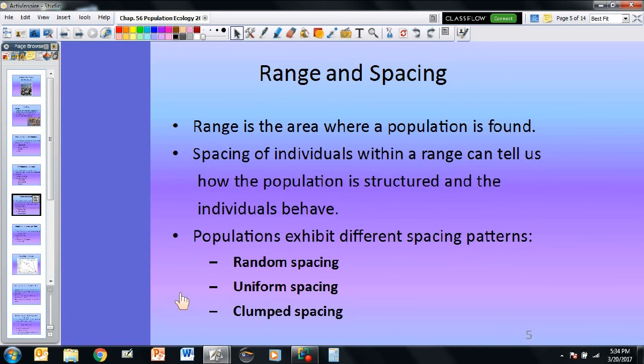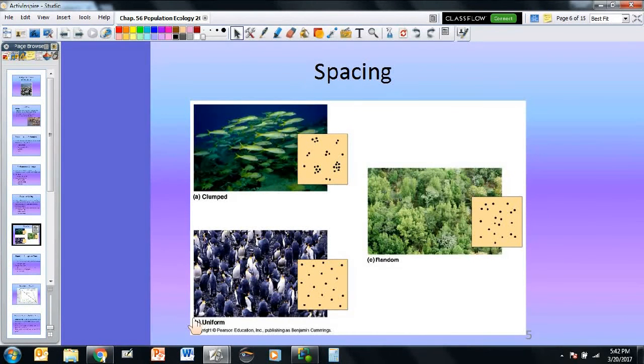How those individuals are spaced within the range can tell us more about the structure of the population and the needs of the population. There are three different types of spacing: random, uniform, and clumped. Random spacing is just like it sounds. There's no pattern to where organisms are found in their range. If it's an animal, they're not tied to a burrow or to a water hole. They travel all throughout their range using the resources as they find them.